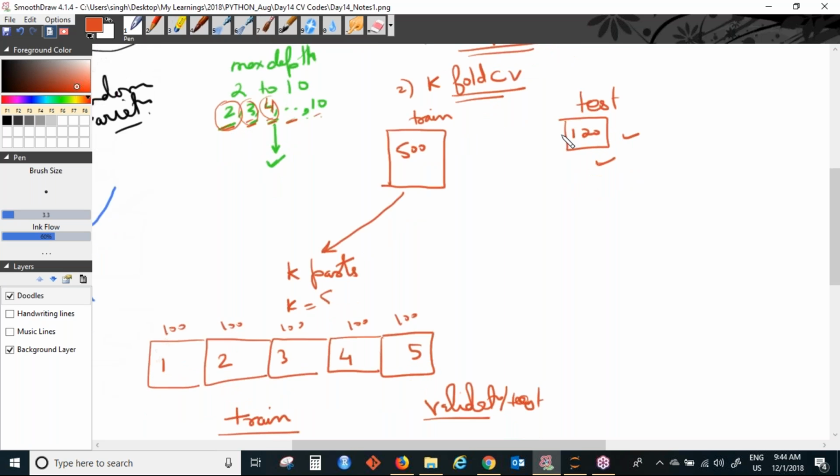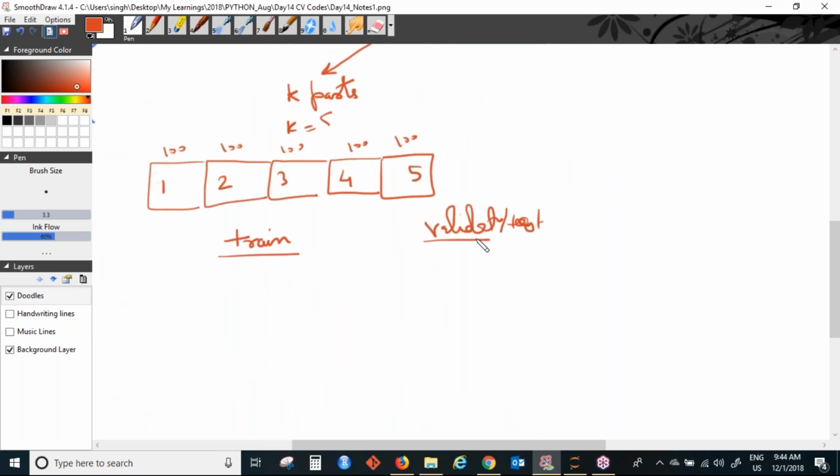But within the training data, you divide your data into training and validation or test. So what do we do? We take 4 parts here and the fifth part as the test data. So we will build a tree on this, let's say tree 1, and we will predict on the fifth part, and we calculate the accuracy. Let's say A1. I call it A1.